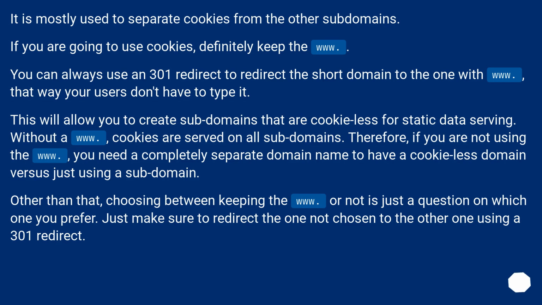You can always use a 301 redirect to redirect the short domain to the one with www. That way your users don't have to type it. This will allow you to create subdomains that are cookie-less for static data serving. Without a www., cookies are served on all subdomains. Therefore, if you are not using the www., you need a completely separate domain name to have a cookie-less domain versus just using a subdomain.